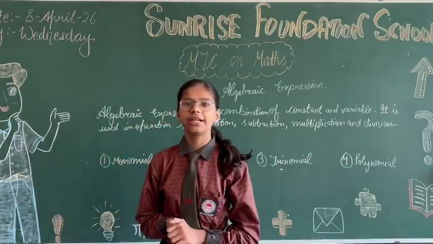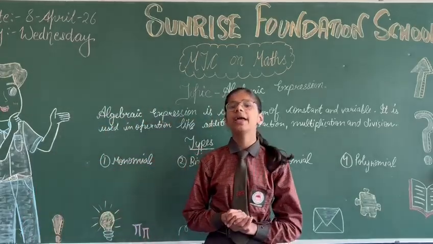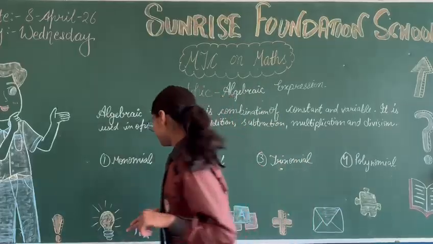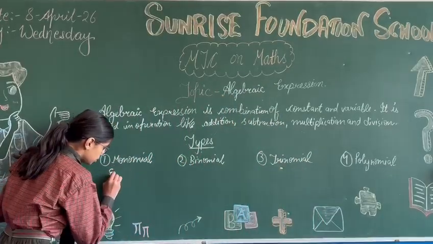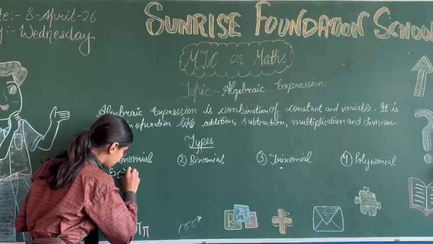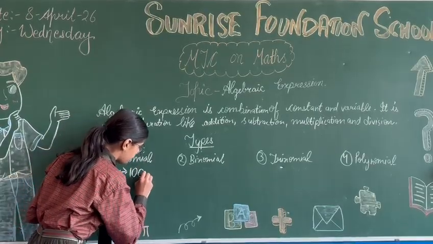Now what is monomial? The expression which includes one term is known as monomial. For example, 100. Very good.